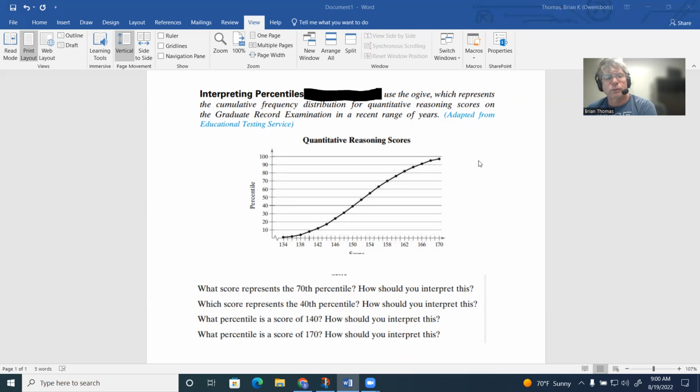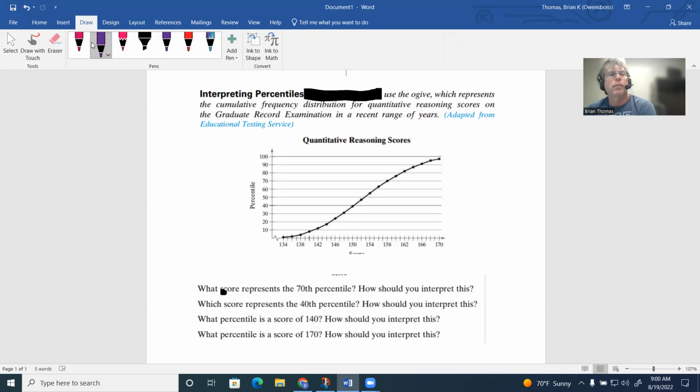So what score represents the 70th percentile? Since they gave us the 70th percentile, they're using the y-axis. So I come across here and I connect with the ogive, and I come across this point right here. So if we come down here, we're going to try to find what score goes with that. And it looks like it's probably 158. It could be 156 or 158, I see if it's going by twos.